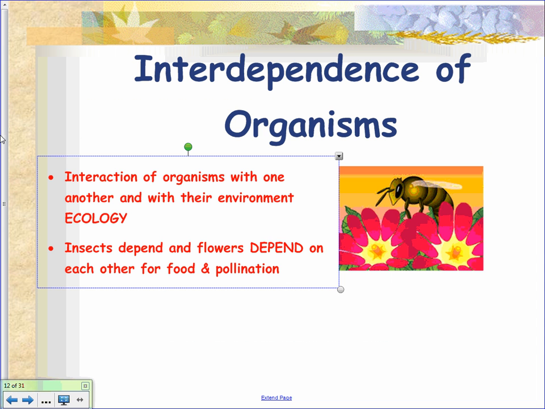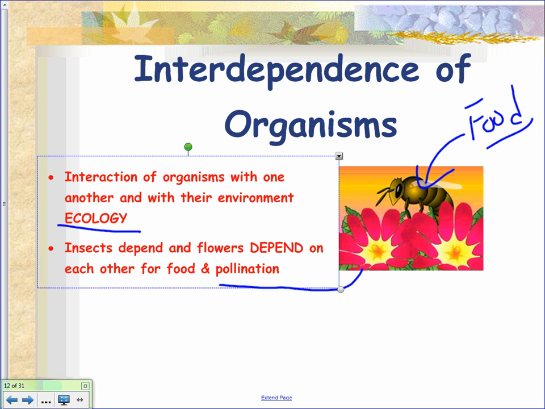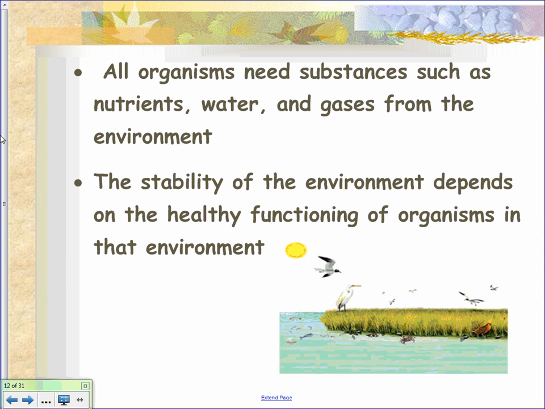The next theme is the idea of interdependence of organisms. And remember, that is really just the interactions of organisms with one another and with their environment, which is the study of ecology. So as an example of interdependence of organisms, many insects like this bee here depend on flowers, obviously for food. The flowers, on the other hand, depend on the insects for pollination, so for reproduction. And one organism is drastically affected by the populations of another organism, and that's the idea of interdependence.